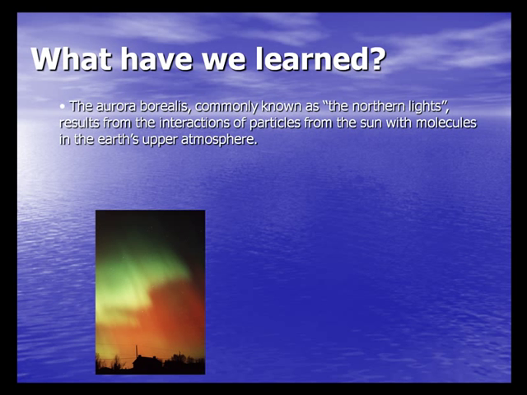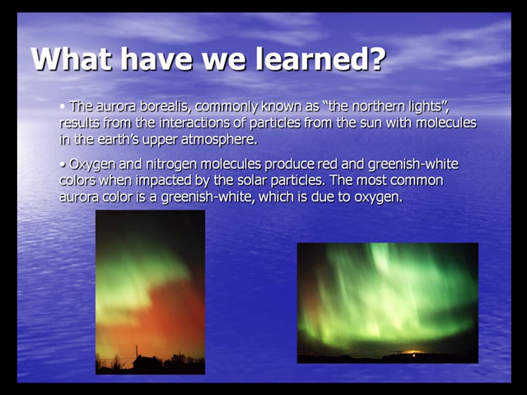The Aurora Borealis, more commonly known as the Northern Lights, results from the collision of solar particles ejected from the sun with molecules in the upper parts of the Earth's atmosphere. Oxygen and nitrogen are responsible for the greenish-white to red colors that are most commonly seen in auroras.